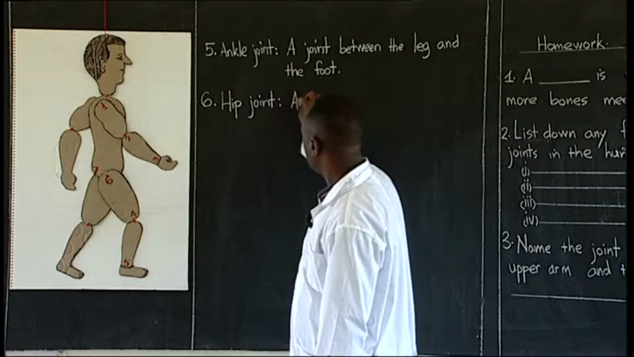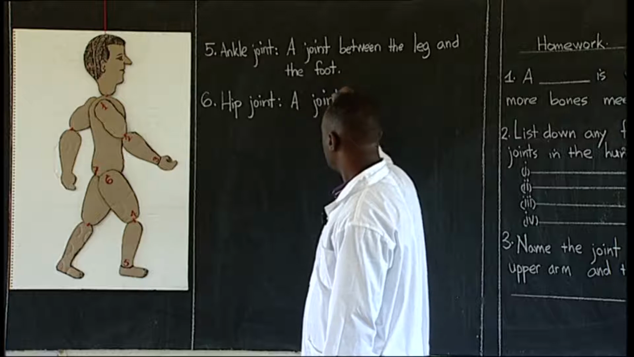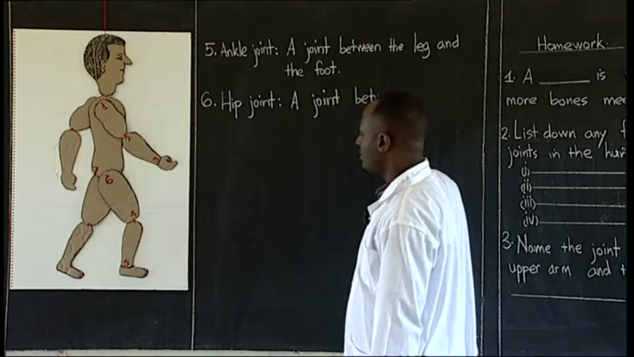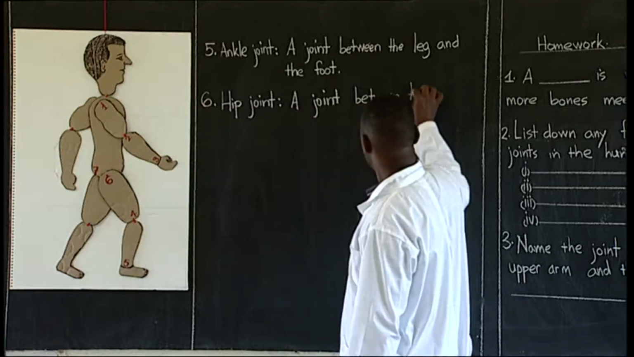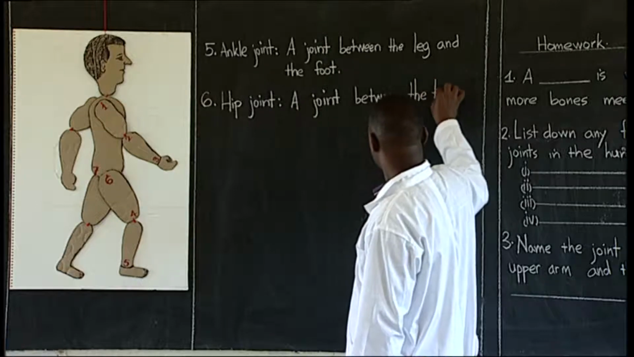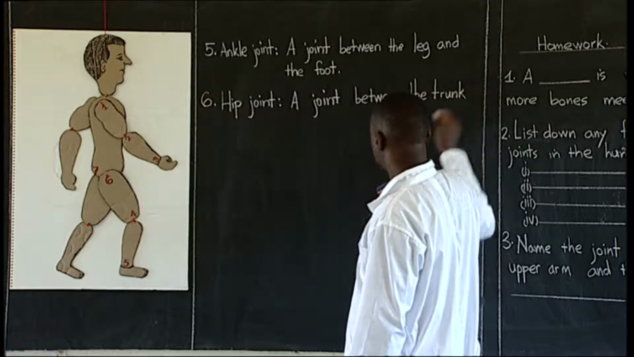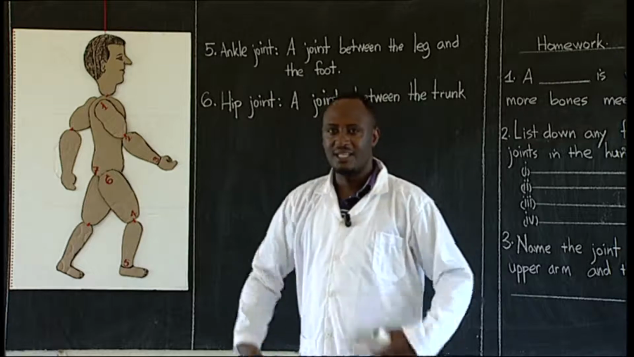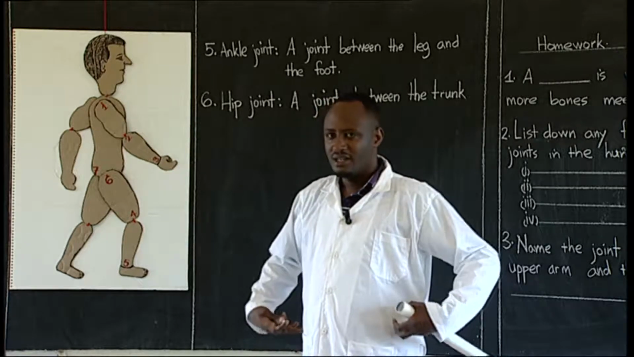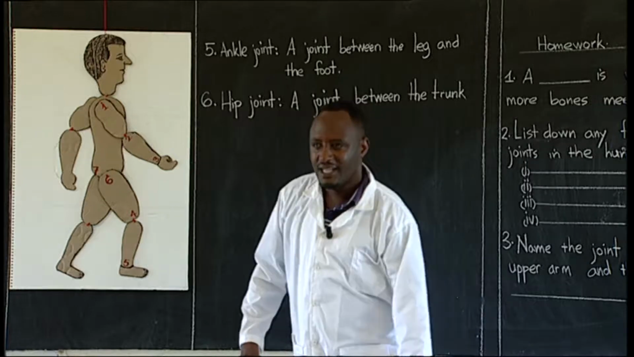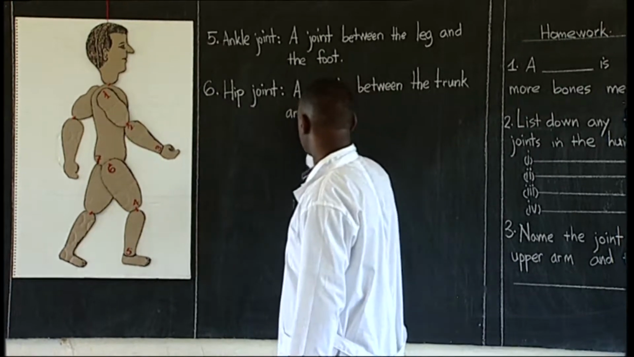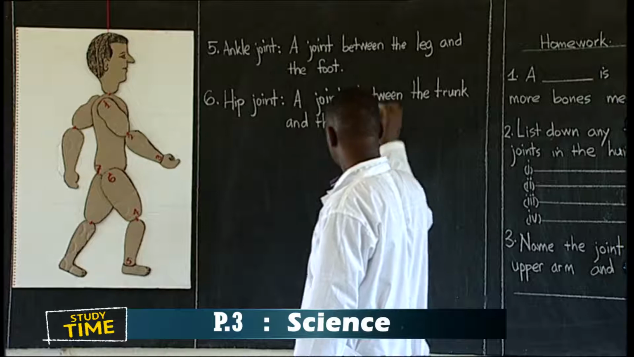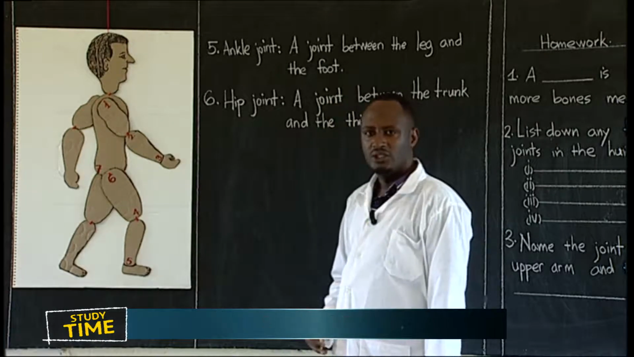Hip joint, a joint between the trunk and the leg. The trunk is the other body part up, which holds the arms and the legs. So we are saying between the trunk and the leg, or the thigh, we can simply say. That is the hip joint.